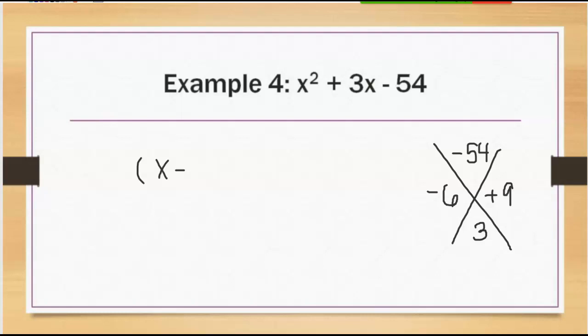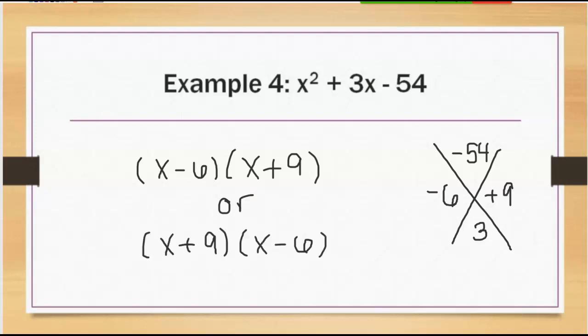Now, the order with which you write the factors doesn't matter. So you could write x minus 6, x plus 9, or you could write x plus 9, x minus 6. The order with which you write them does not matter because multiplication is commutative. So the order that you multiply your binomials does not affect your answer.